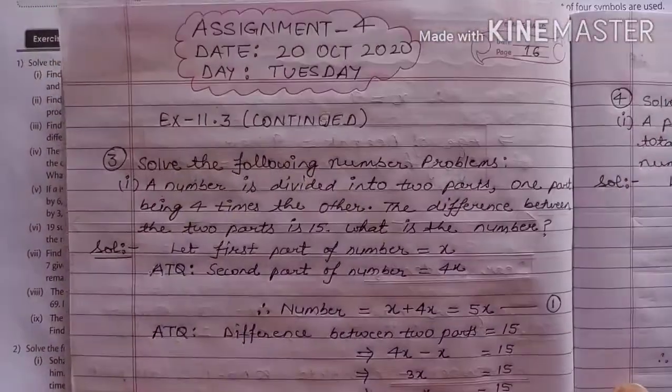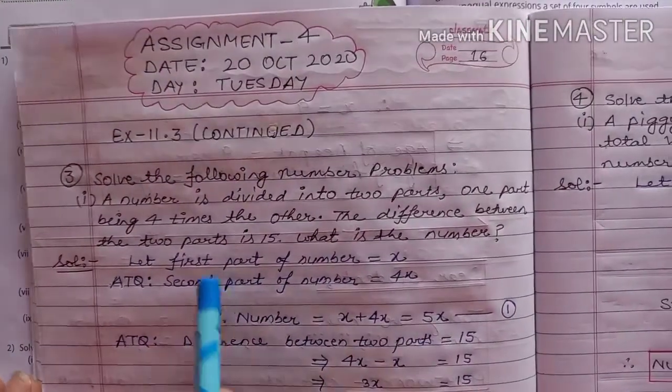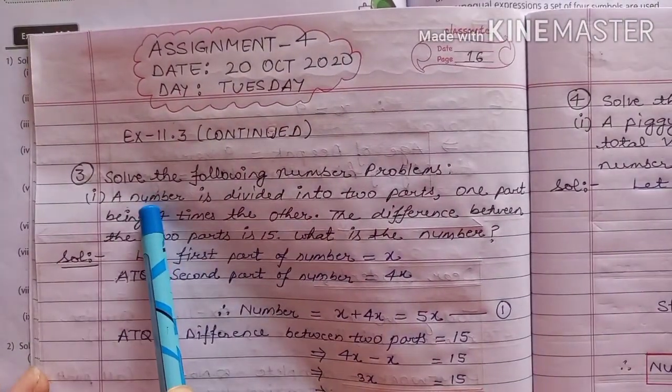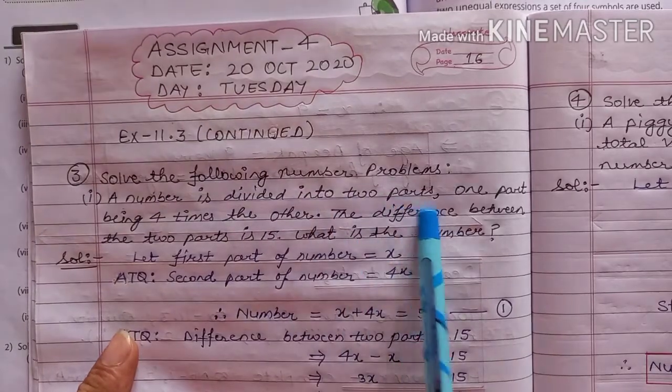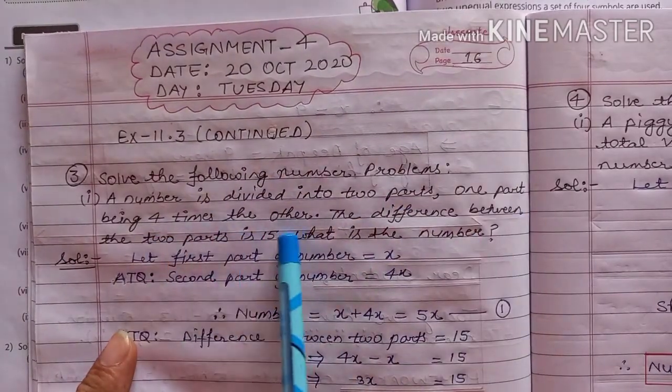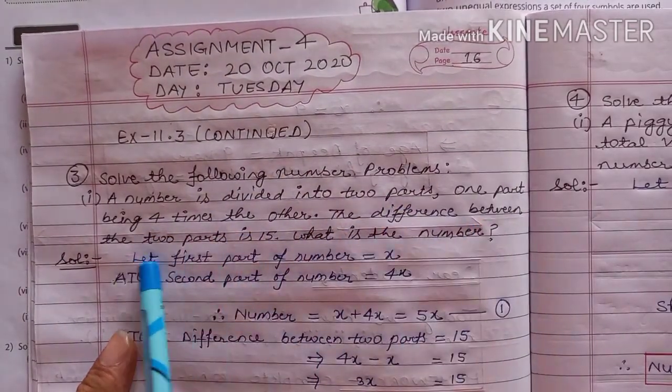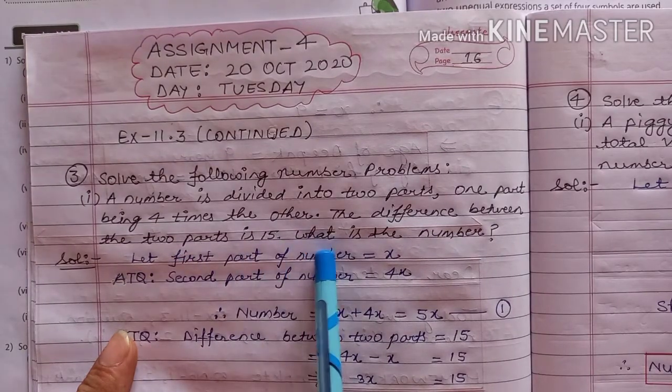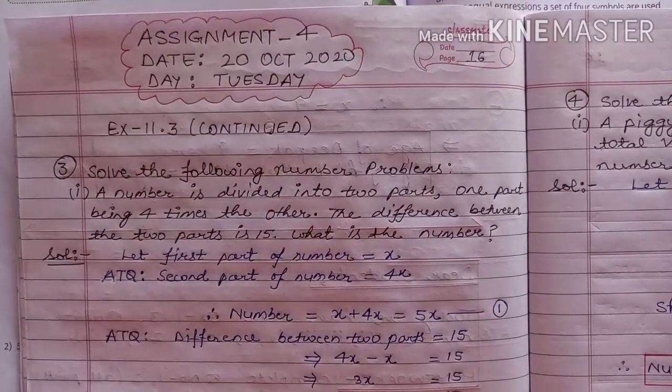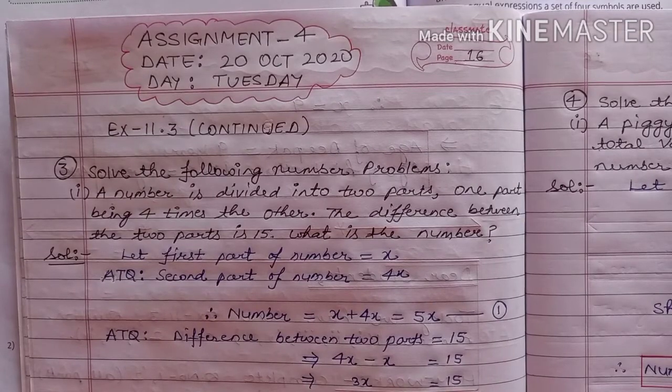So here is the statement of question number 3, first part. The statement is, a number is divided into two parts, one part being 4 times the other, and the difference between the two parts is 15. What is the number? So first, let us understand the statement.